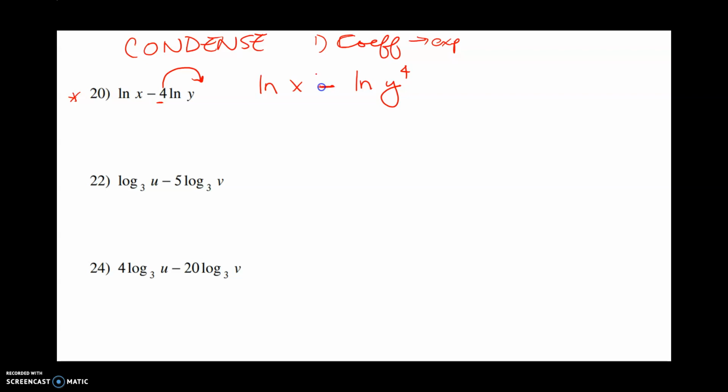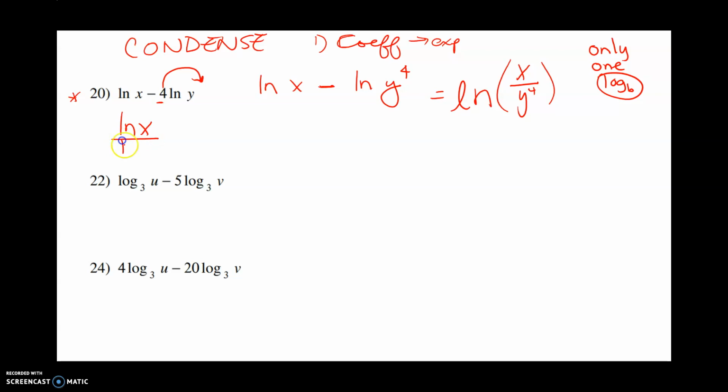All right, now this is a subtract. That means quotient, doesn't it? So that means now it's natural log of x divided by y to the 4th. Notice in the answers when I condense, there's only one log, whatever base it is, in the answer. Some people want to write log of x divided by log of y to the 4th. No. We're condensing it into one log. So make sure there's only one log word in the answer.